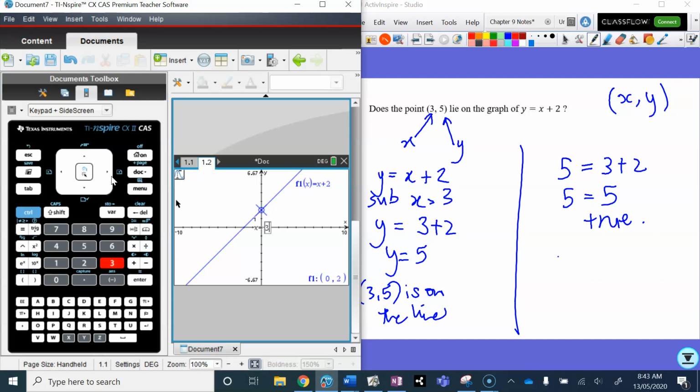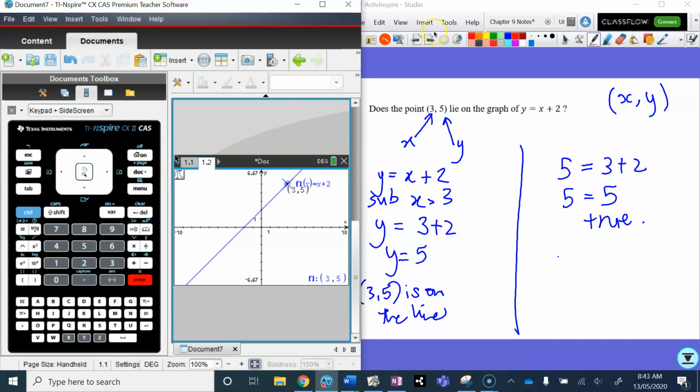And as I type in just the number 3, nothing else, you can see that the calculator understands that to mean x equals 3. Hit enter, and the calculator moves that target directly to that point on the line where the x coordinate is 3. If you hit enter again, it will label the point for you, and you can see that the point (3, 5) in fact is on that graph.